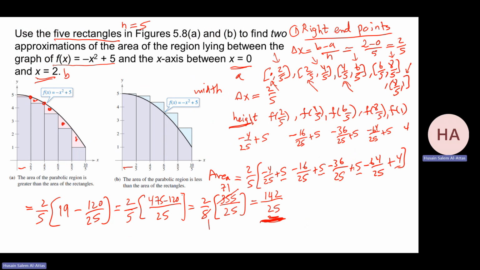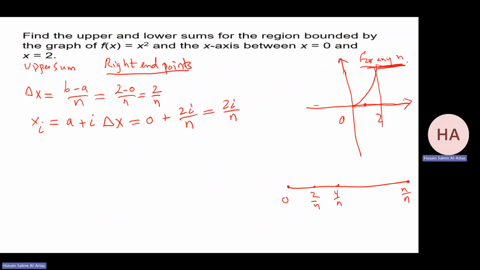Here in this one, I have to take 2 over 5: 2 times 1 over 5, 2 times 2 over 5, 2 times 3 over 5. So it's 2i over 5, since I'm starting with a equals 0. The same formula. So I need to use this formula for the area, the upper sum.